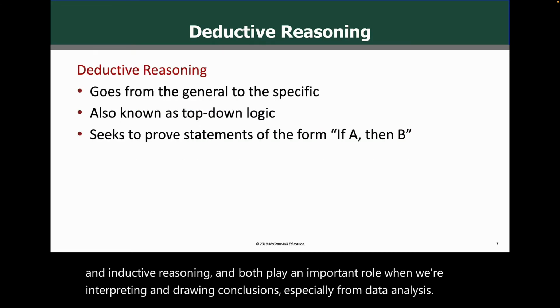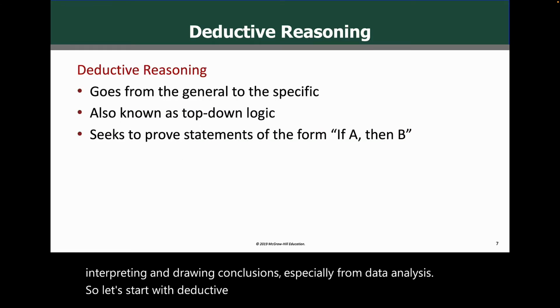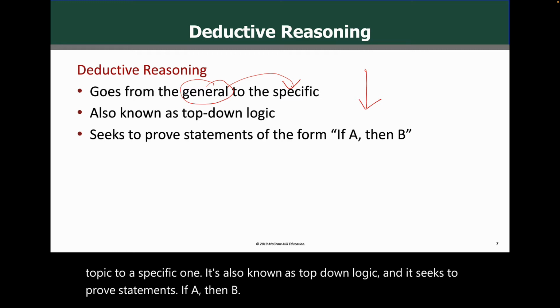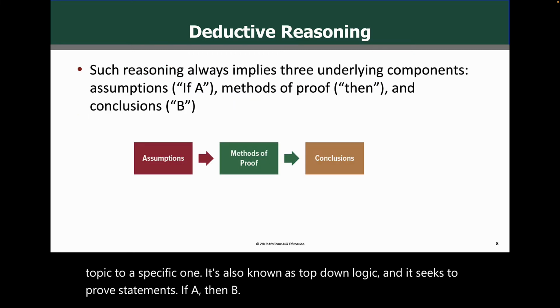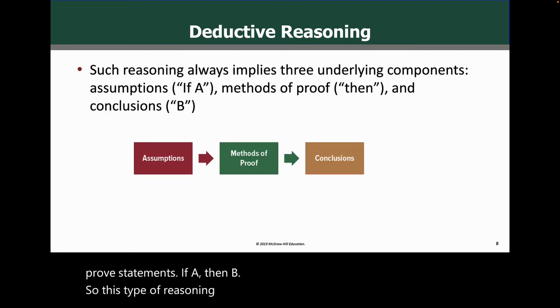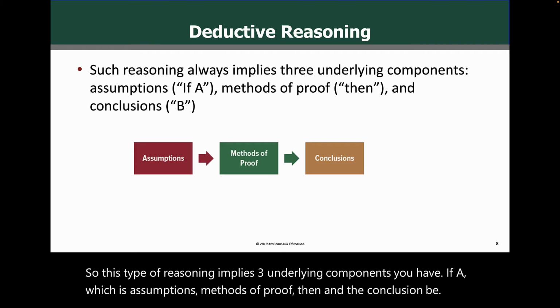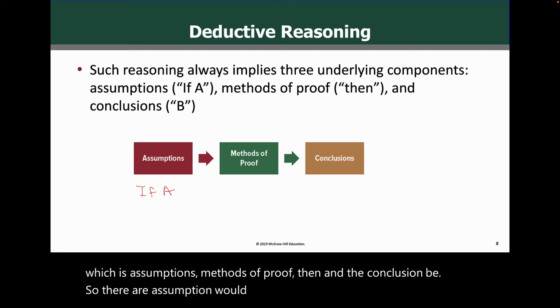So let's start with deductive reasoning. Here we're going from a general topic to a specific one. It's also known as top-down logic, and it seeks to prove statements like if A, then B. So this type of reasoning implies three underlying components. You have if A, which is assumptions, then, which is the method of proof, and the conclusion, B. So our assumption would be if A, our method of proof would be then, and our conclusion would be B.